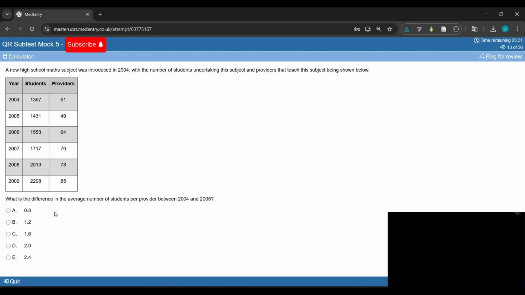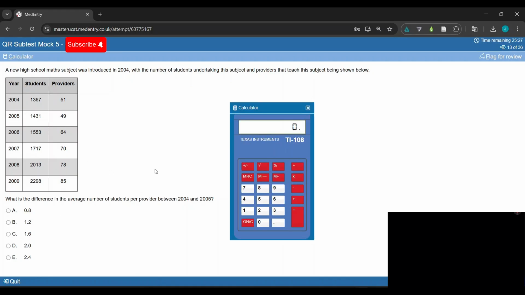Okay, I'm going to skip. What's the difference in the average number of students per provider between 2004? Okay, so 1367 divided by 51. Store that in the memory. And then 1431 divided by 49. Subtract. So 2.4.